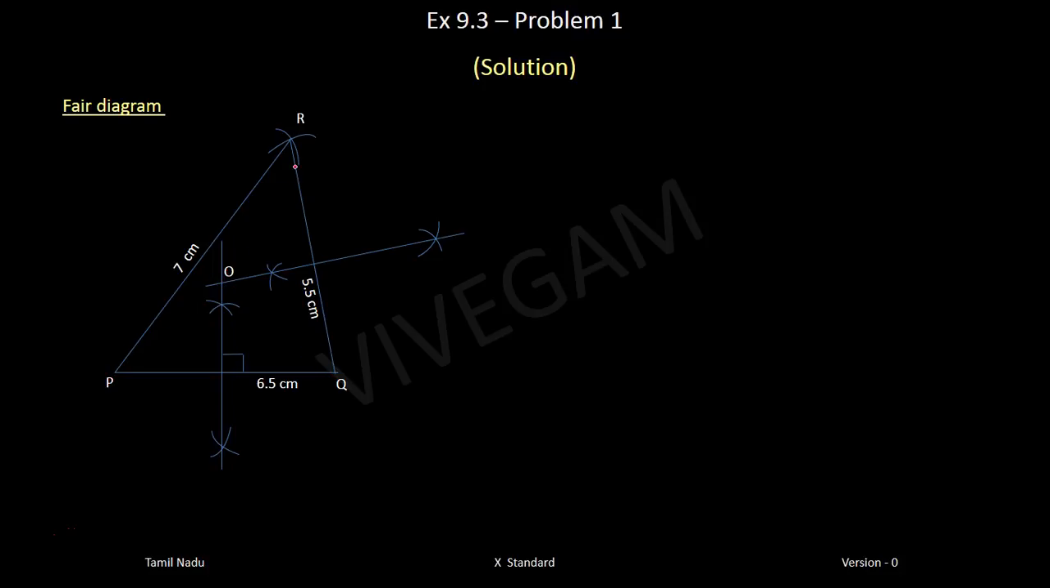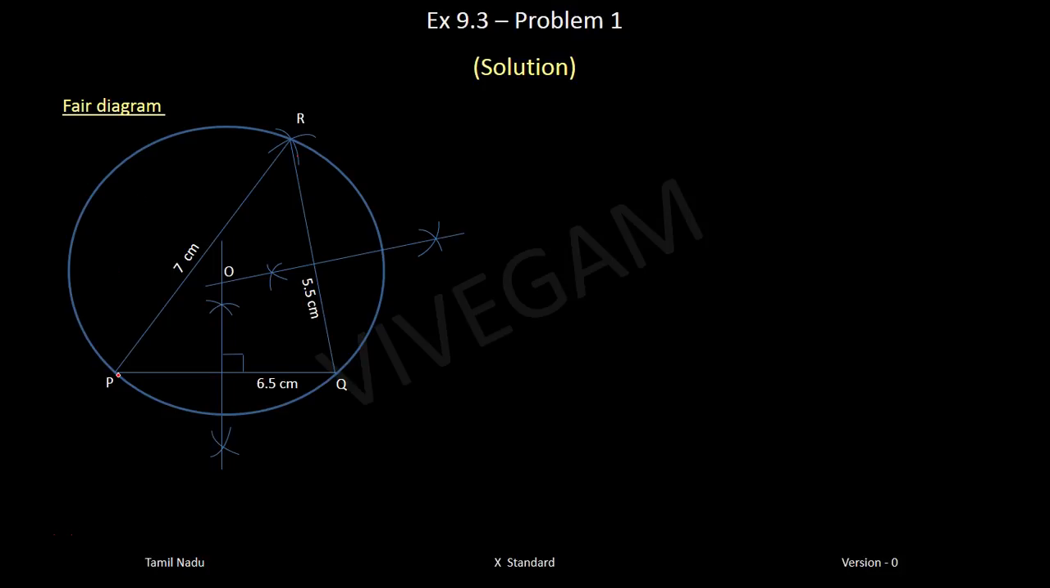With O as a center and OP or OQ or OR, all three are equal, as a radius, you'll have to draw a circle. Right? Now we have done that. Now if you look at it, we have PQ, we have QR. The only thing missing is the point S. But we know PS is 4.5 centimeter and it's a cyclic quadrilateral, which means S is lying on this circle.